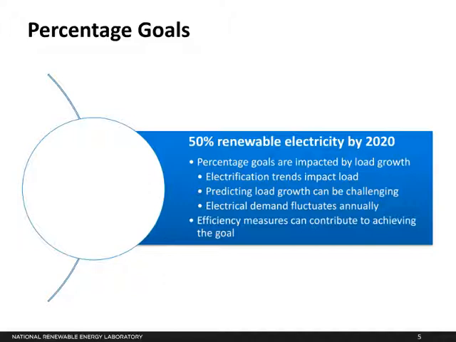Of course, you can limit your load growth somewhat through efficiency measures, and those are critical tools in meeting these percentage goals. This may all, of course, seem obvious, but the tricky part is that it's not always easy to anticipate your load growth accurately. And this is especially true since we expect a transition to electric vehicles and other electrification measures, and the speed and extent of that transition is really still a big unknown.